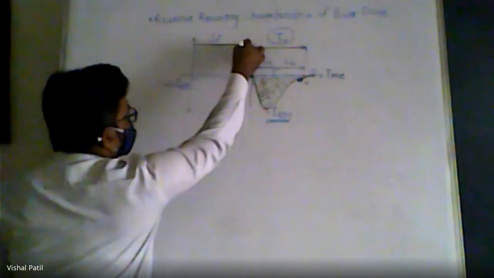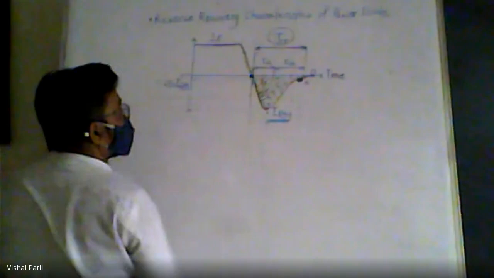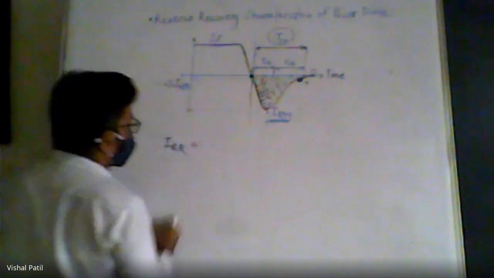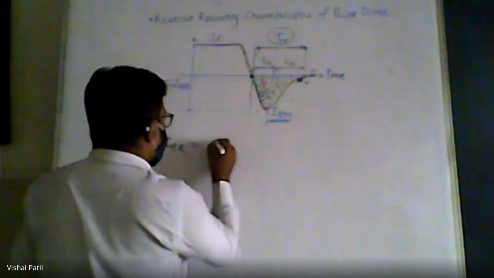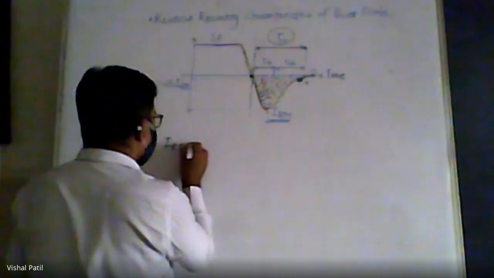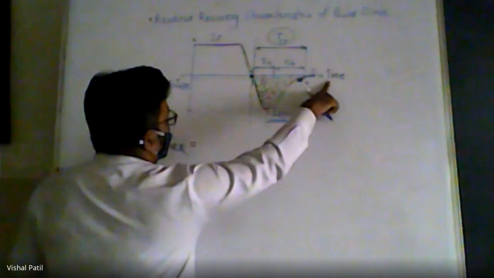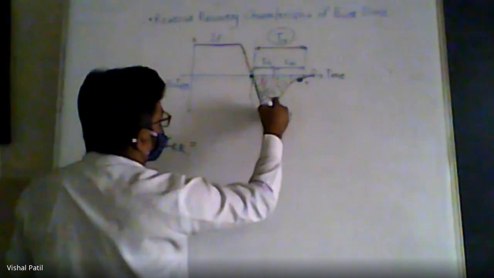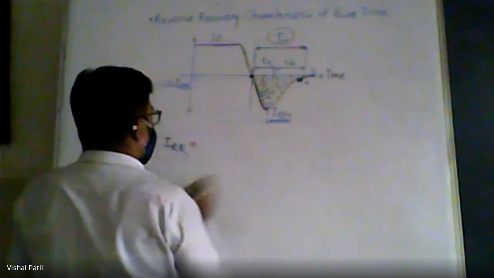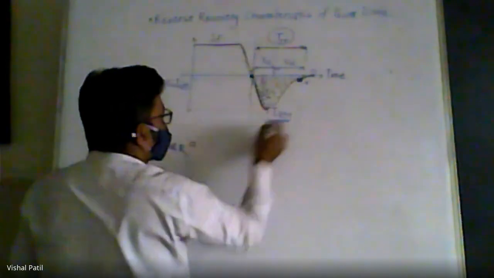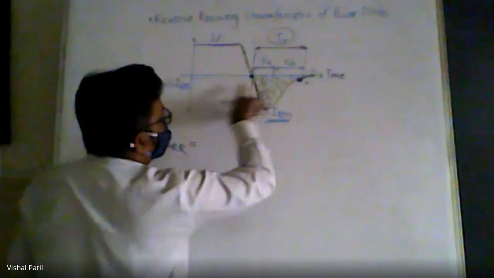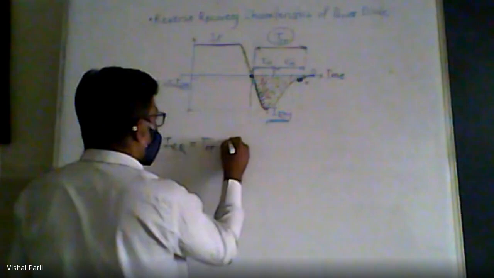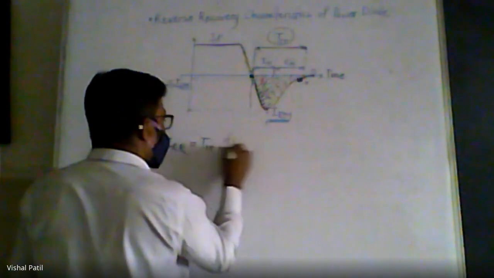So can I write this equation like this: this is the straight line which indicates the current, so IRR is equal to di by dt. Now here, the time taken to decrease to IRM is TA or TRR. So this is the reverse recovery time, which is on the x-axis. So I must write here TRR into di by dt.